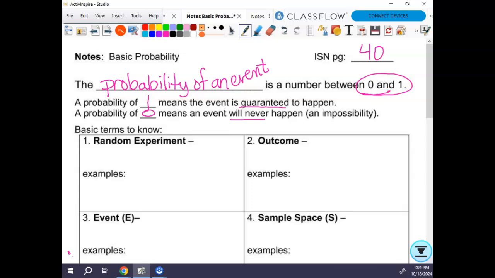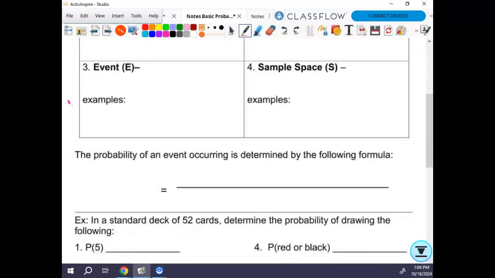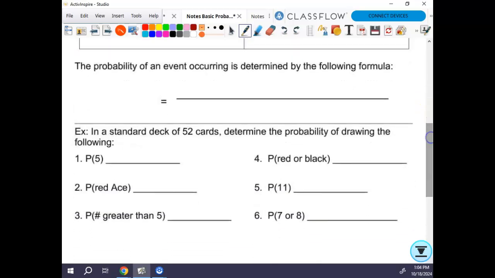Okay, so then we have, I think I'm going to skip over some of this stuff. We've got random experiment. It's an act, just something where we don't know what's going to happen in the end. The outcome, that's your possible result. The event is whatever's happening itself, and then your sample space is all of your possible outcomes. That stuff's not as relevant as going through some of these actual practice questions.